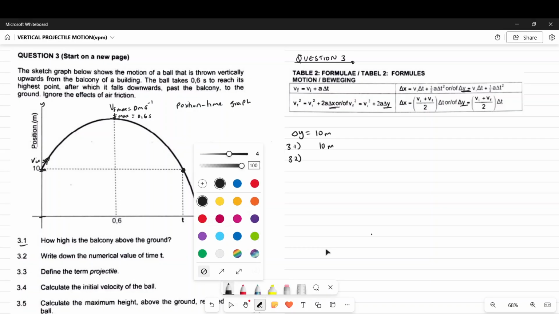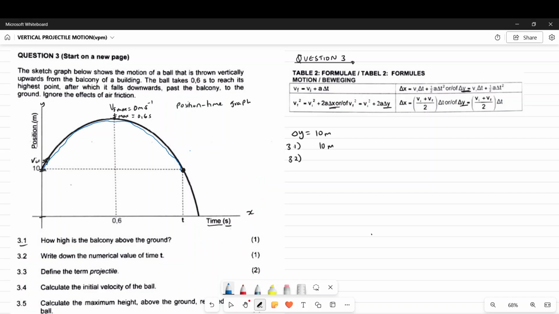Let's use a different color. Over here you can see a semicircle that went all the way until here. The semicircle divides the time in half. From the start, which is 0, to here is 0.6. And then from here to here, which is t, what will that be? Since this is the halfway point, we're just going to multiply by 2.